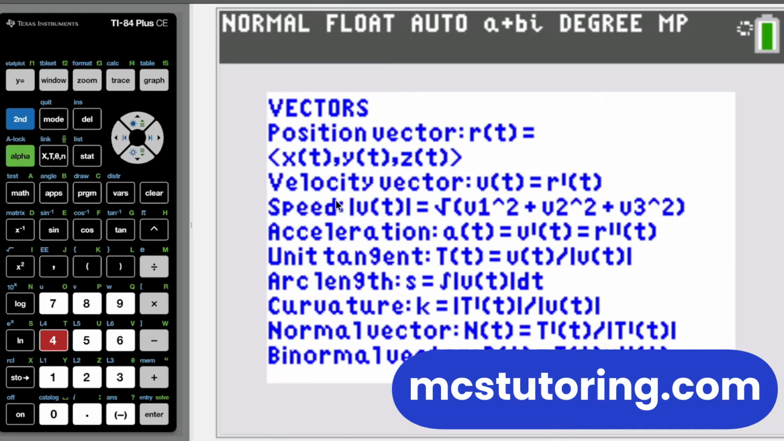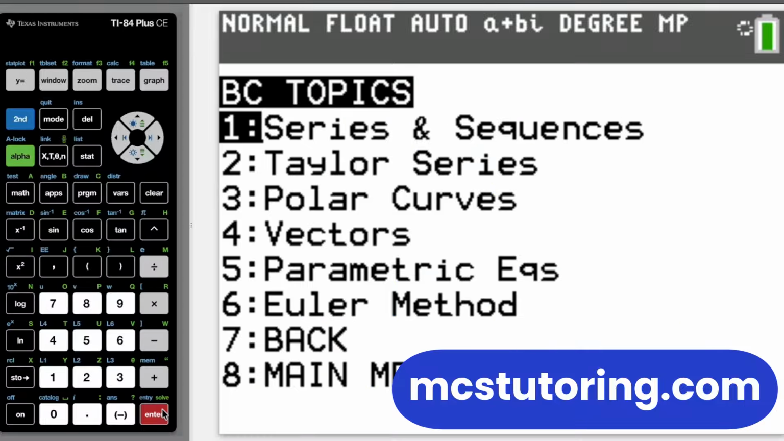Vectors: you've got velocity vector, speed, acceleration, unit tangent, arc length, curvature, normal vector. Oh my goodness, and binormal vector. Gosh, I've forgotten a lot. Parametric equations.